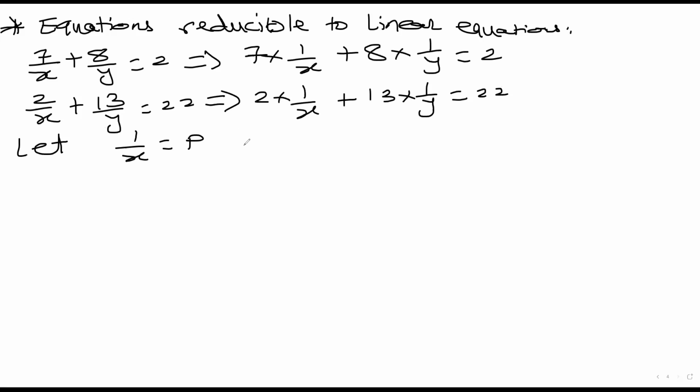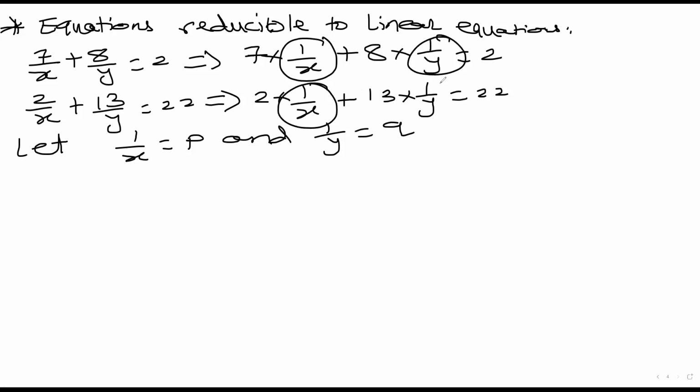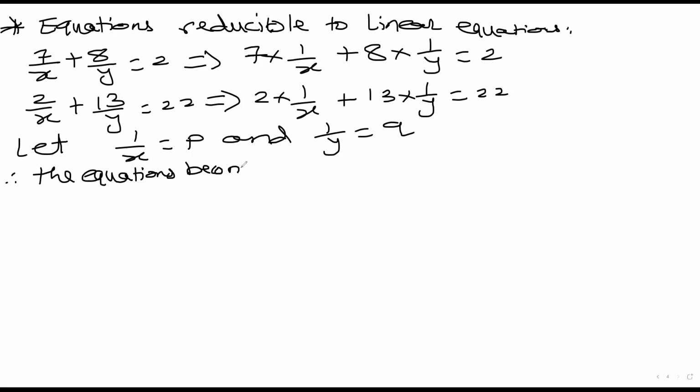Now what I'm going to say is, let 1 upon x be p, or you can take a. Don't take x and y because they are already there. Take any other variable apart from x and y. So I'll say let 1 upon x be p and 1 upon y be q. So in place of 1 upon x, I'm going to call it p, and instead of 1 upon y, I'm going to call it q. So what do you get? Therefore, the equations become, what do they become?